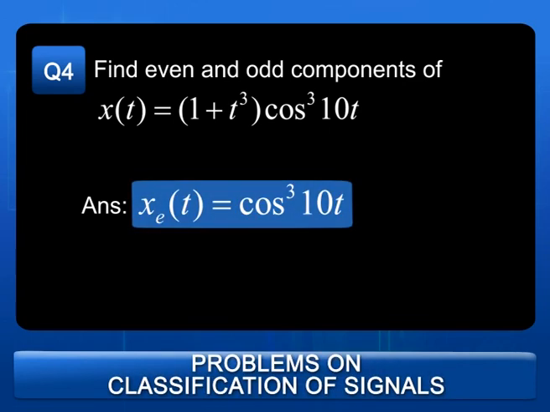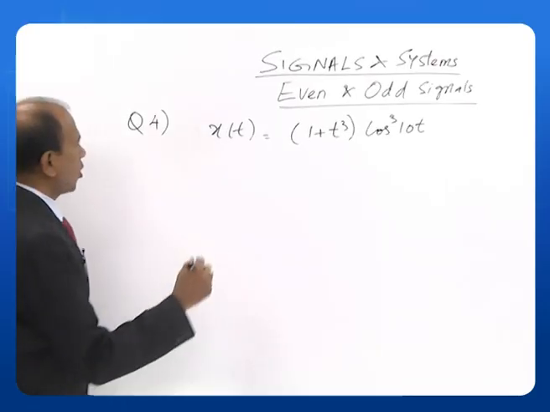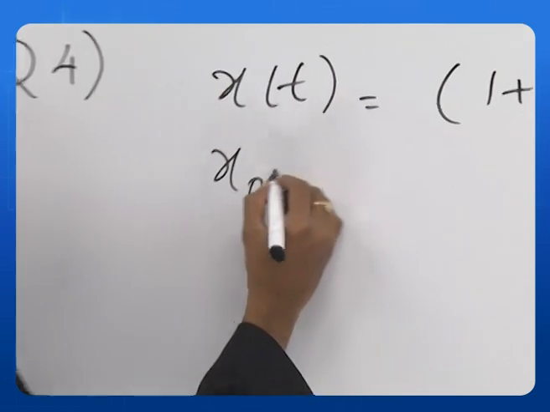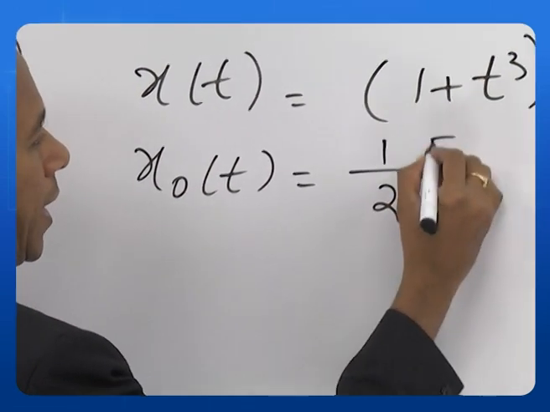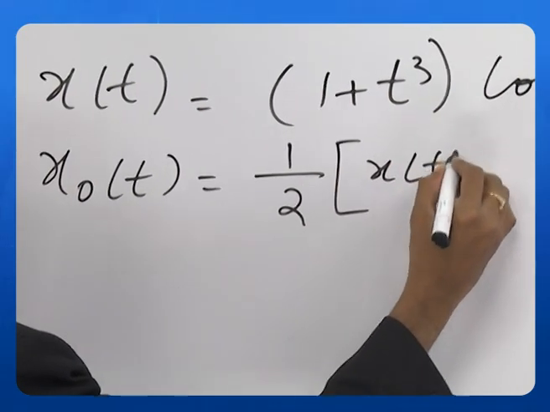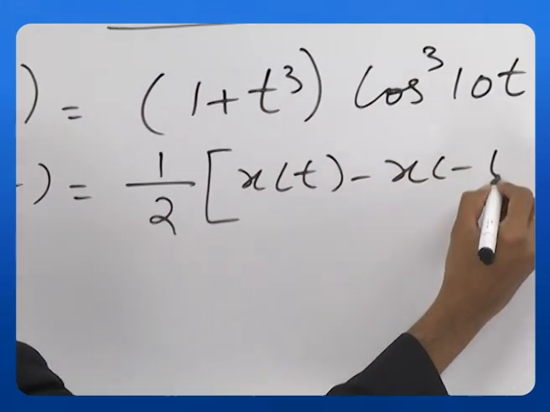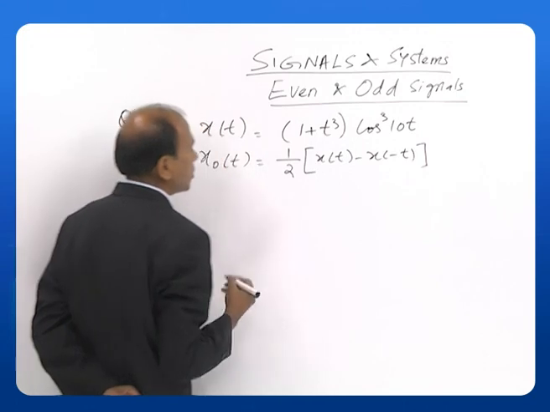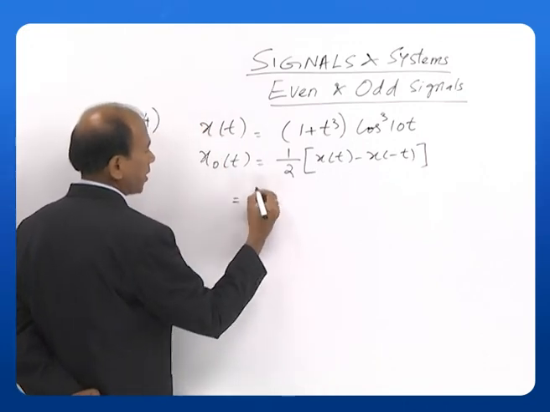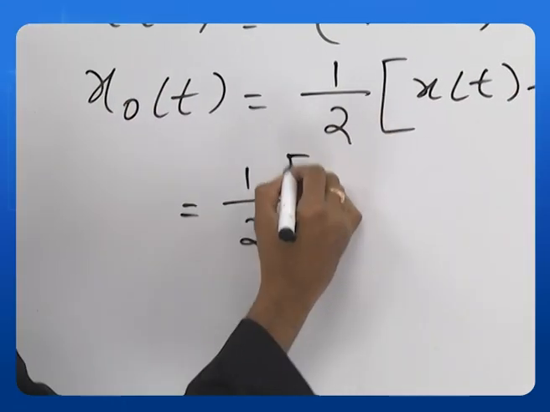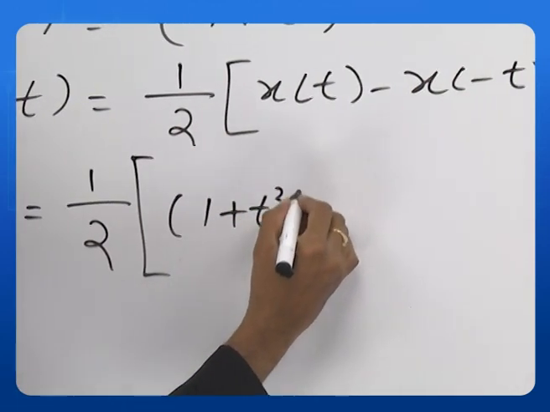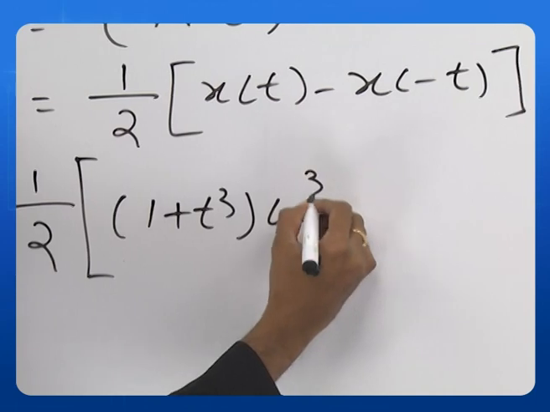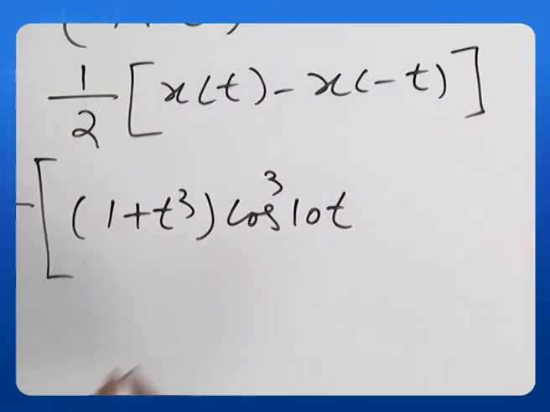Now, let us calculate the odd component. So, the odd component x_o of t is how much? Half of x of t minus x of minus t. So, let us expand this. This will become half of, the first part remains the same, so it will be 1 plus t cube cos cube 10t.